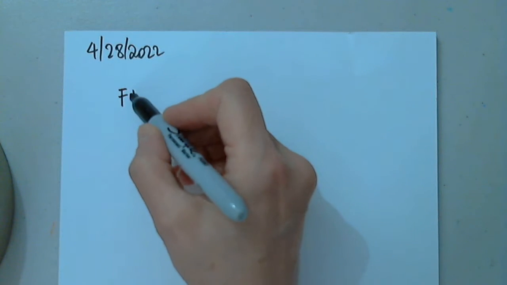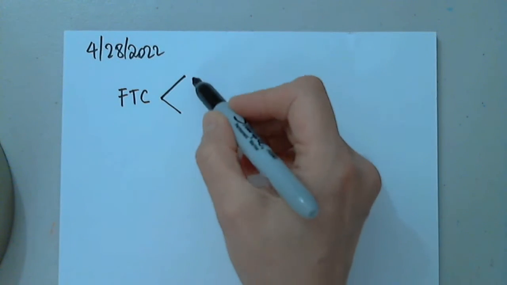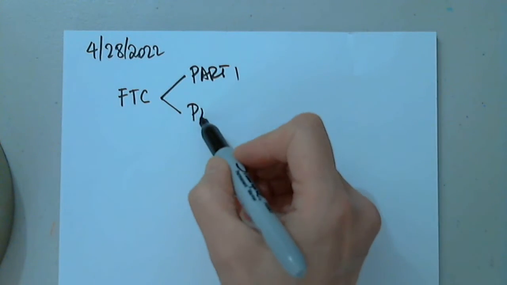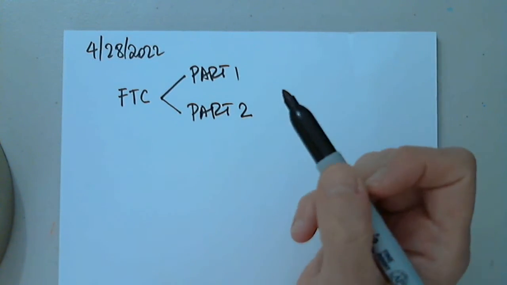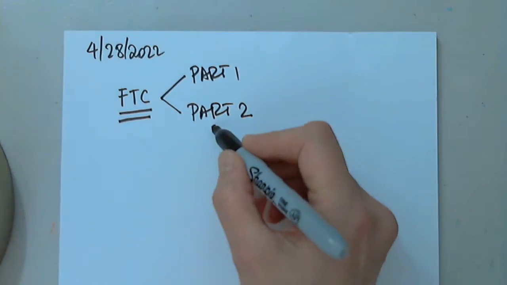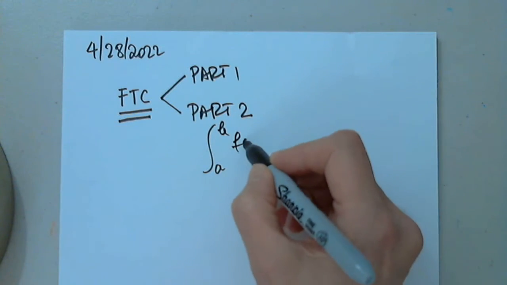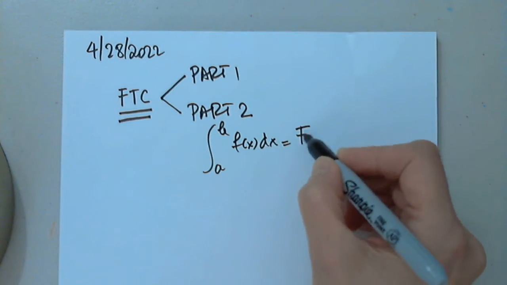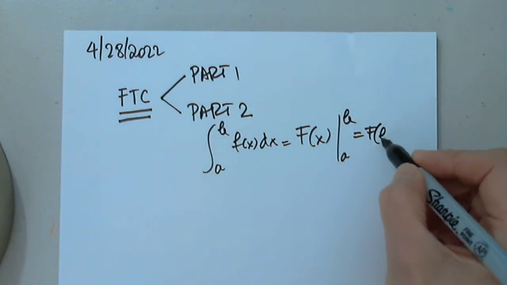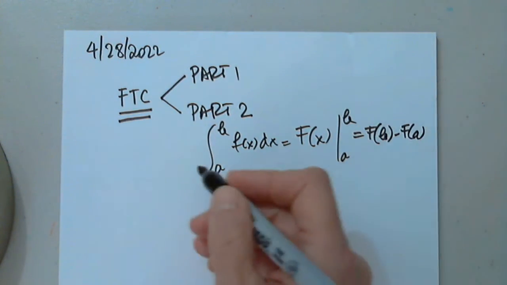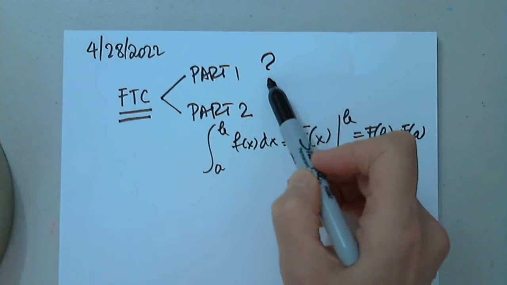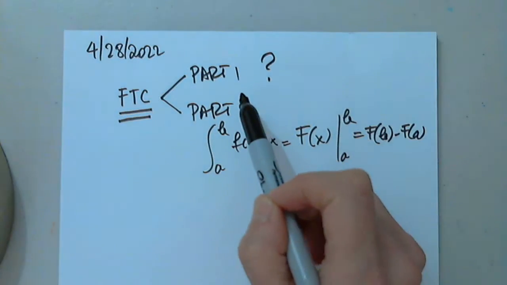So the fundamental theorem of calculus has two parts. Part 1, which I did not discuss, and part 2, which I did. Let me rephrase this one again. The integral from a to b of f(x) dx equals the antiderivative F evaluated from a to b, as we know, F(b) minus F(a). We use this over and over. Okay, now what about this part 1? What is this all about?